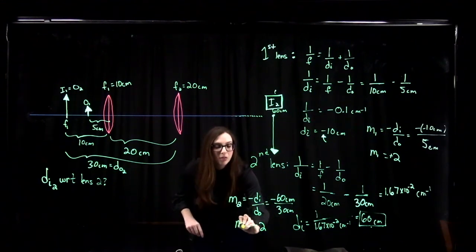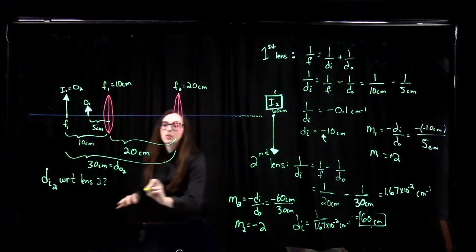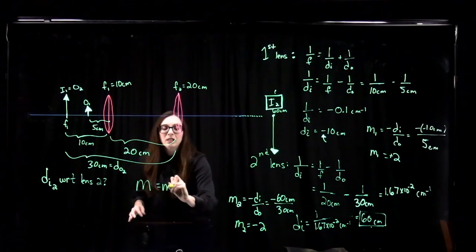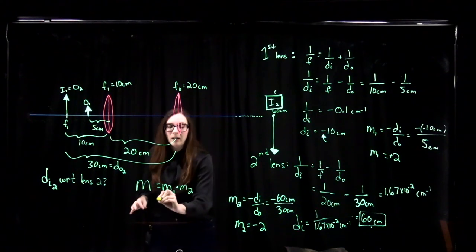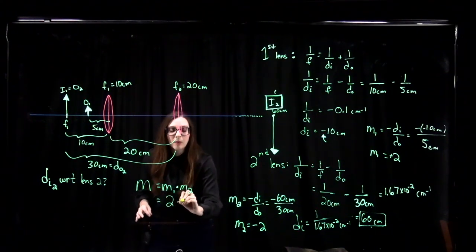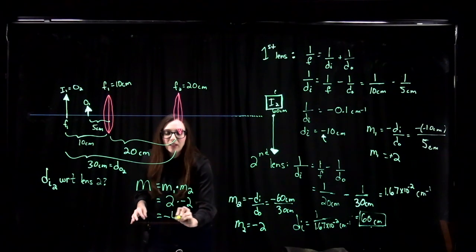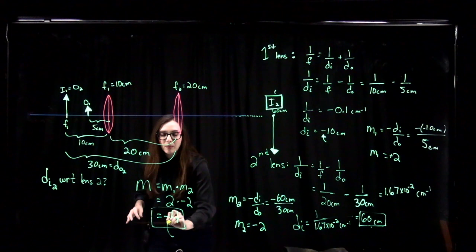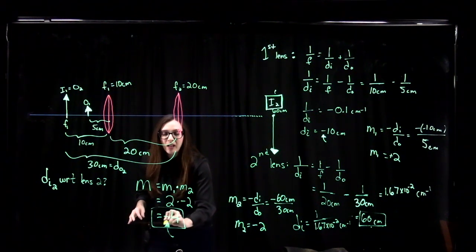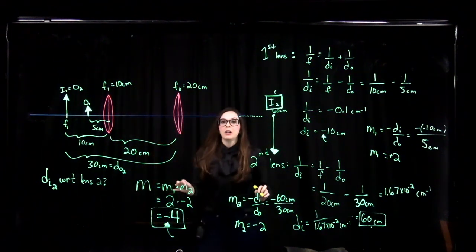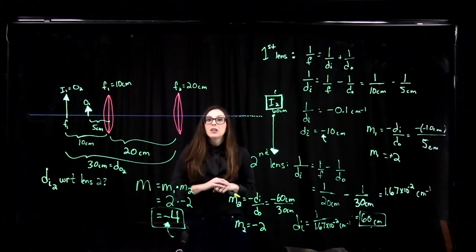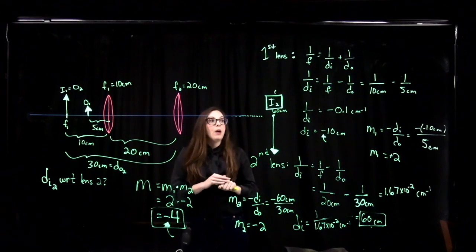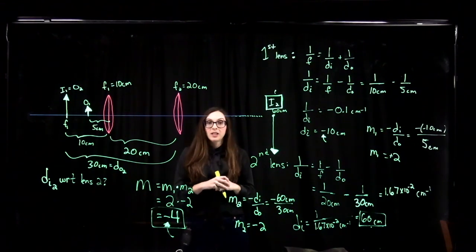Because when we have multiple lens systems, the total magnification is equal to the magnification through the first lens times the magnification through the second lens. So that's going to be 2 times negative 2. So the total magnification of this double lens setup is minus 4. That means that our final image is going to be upside down, and it's going to be larger than our original object by a factor of 4. And so we're going to experiment with a problem very similar to this in lab.